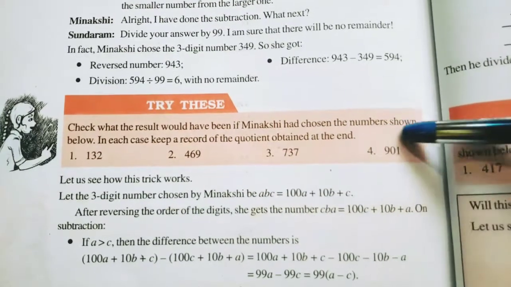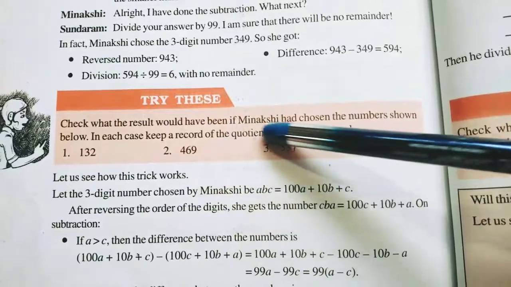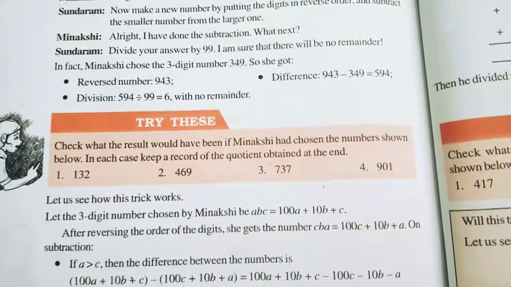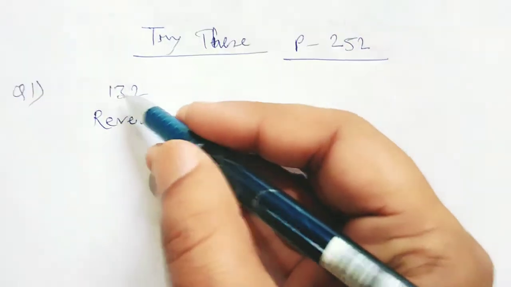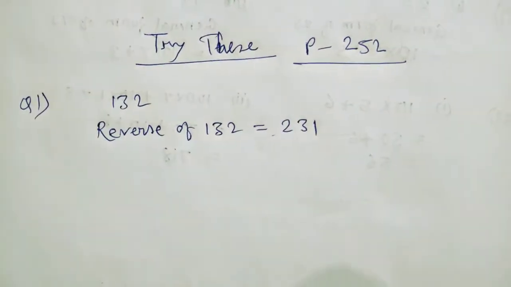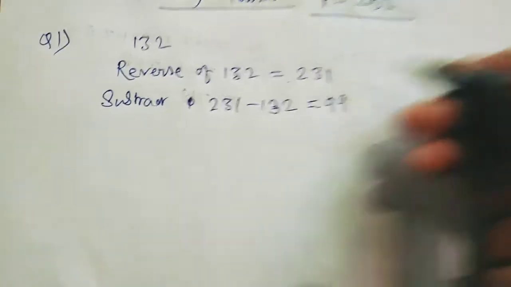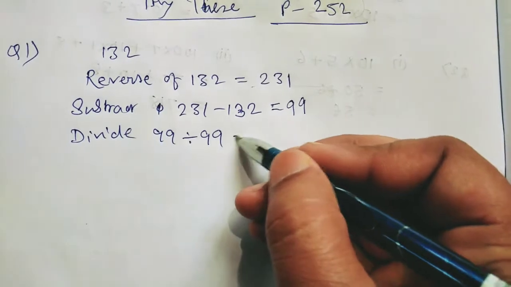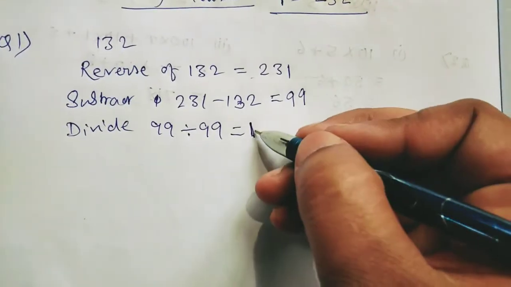If Meenakshi had chosen the numbers shown below, in each case keep a record of the quotient obtained at the end. So we'll see by doing this process. Now see 132. When you reverse this number, the reverse is 231. Now we'll subtract these two numbers. After subtraction it is 99. Now we have to divide this answer by 99. When you divide 99 by 99, it is 1. So the remainder is 0, the answer is 1.